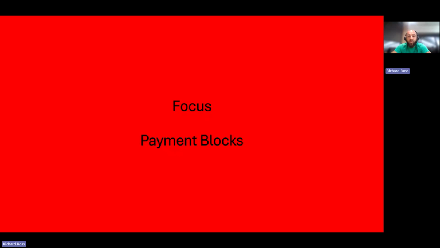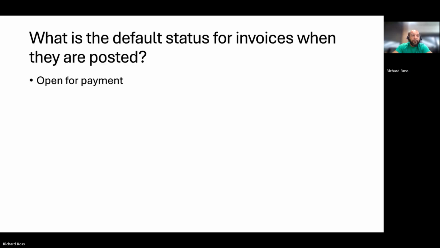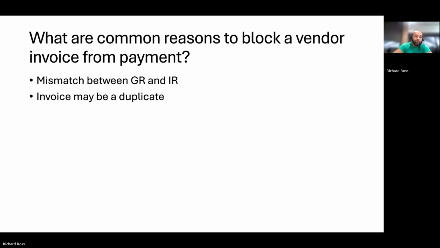All right, we're switching our focus here to payment blocks. Question: What is the default status for invoices when they are posted? Open for payment. What are common reasons to block a vendor invoice from payment? A mismatch between GR and IR. The invoice may be a duplicate.